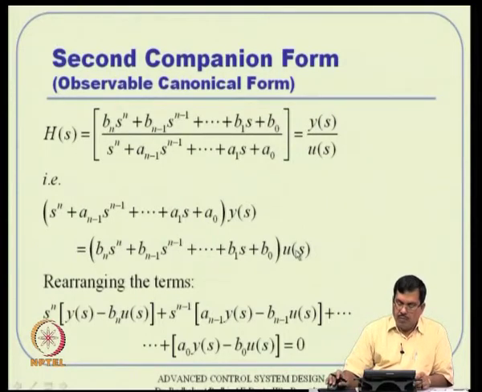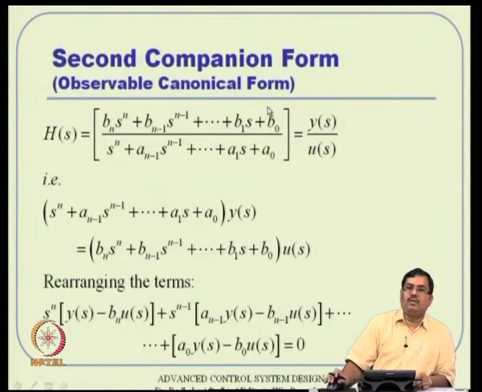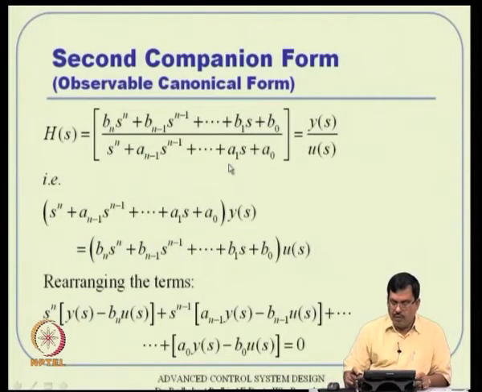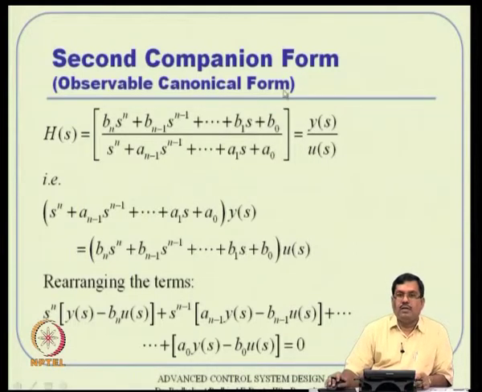Before moving ahead with the MIMO generalization, let us talk about the other form that is available to us, and that is the second companion form or observable canonical form. As I told in the beginning, this form is useful when you have to design some sort of an observer or a filter, since observability and related properties are nicer in this form. So, how do we go about it?